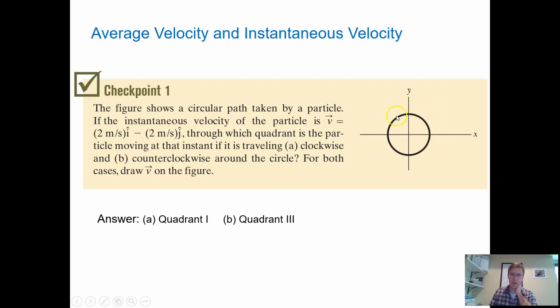But if you reverse and go counterclockwise, in that case you'd have to be in the third quadrant, where you're moving forward in the x and down in the y. Again, to show you what these vectors would look like, this is kind of what you would see. Notice that the vector looks the same in both cases, it's just at different locations in the circle. So again, you're having positive x, negative y, and that's how you get a vector pointing to the right and down.